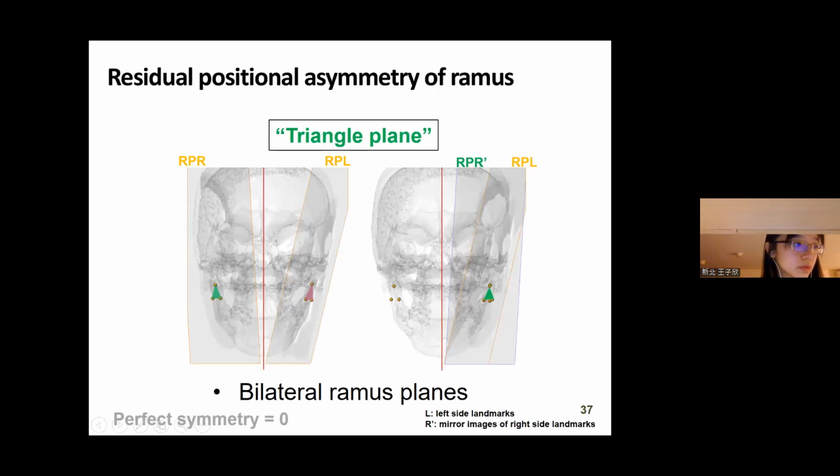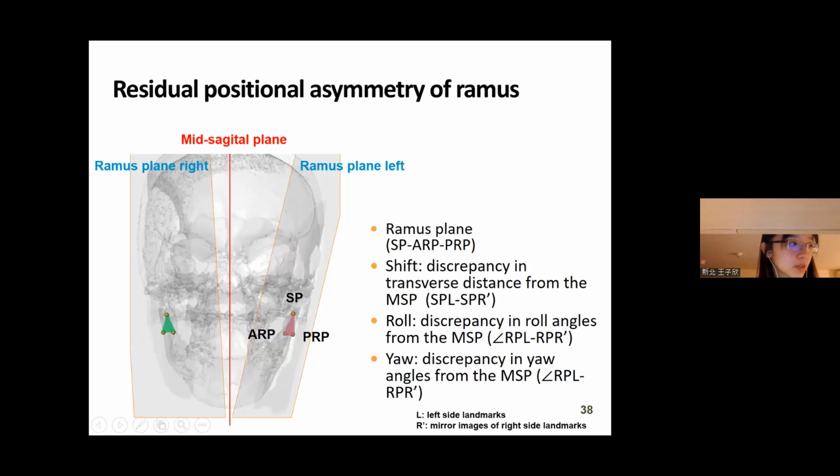Last was the ramus. For the ramus, triangle planes of the bilateral ramus were constructed. If right and left ramus planes overlap perfectly after the right ramus plane is mirrored to the left side, the plane reaches perfect symmetry. If perfect symmetry is not achieved, there is residual asymmetry of the skeleton. Then shift, roll, and yaw asymmetry will be calculated. The ramus plane, we define it as passing through the sigmoid point, anterior ramus point, and posterior ramus point.